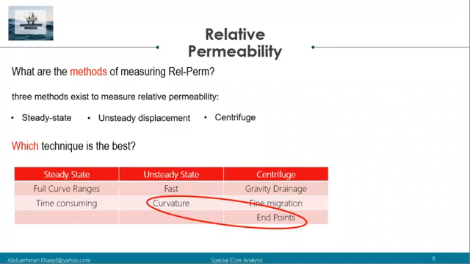However, the centrifuge results can be used as a supplement to unsteady state in the low and high range. So for me, this is the technique that I usually take. I use centrifuge and unsteady state, and I combine them together. For the moderate mid-saturation range, I take it from unsteady state, and for the low and high ranges, I give more weight to the centrifuge method. So these are, very briefly, the methods for measuring relative permeabilities.